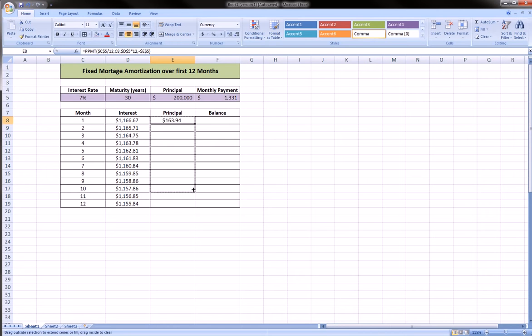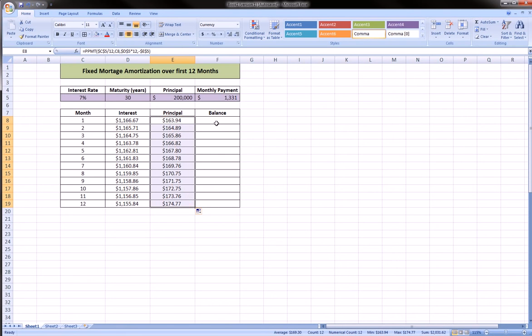We can drag this formula down to the 12th month, and you can see that this first principal is less than this principal. And as I said earlier, and I'm sure you're aware, as you get closer to the maturity date of the loan, more of your monthly mortgage payment is principal, and less of it is interest. And we can start to see this trend here. Interest is going down, principal is going up.